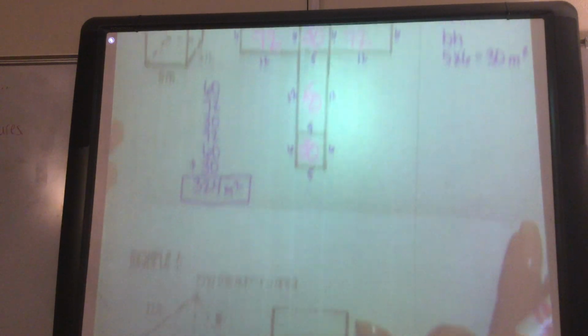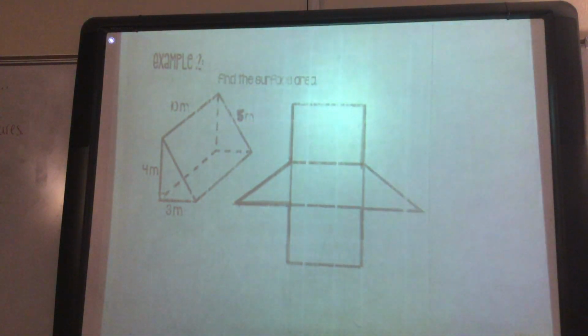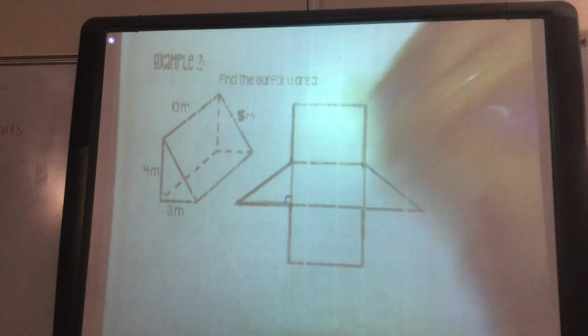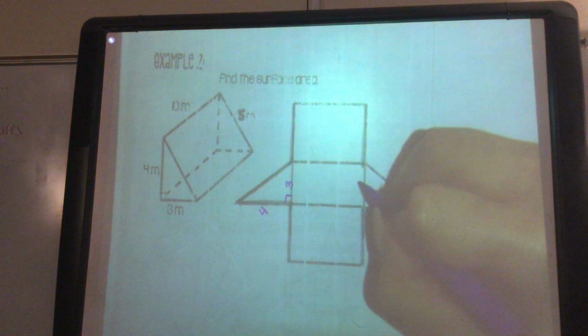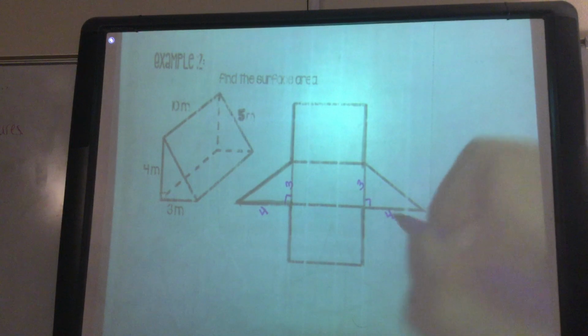All right, now the next one is a triangular prism. Same process. First thing we're going to do is fill in our numbers. We see the triangle in the 3D figure has a base of 3 and a height of 4. So we're going to label our sides. The small line is going to be 3 and the tall line is going to be 4. We have two triangles, so we can just transfer those numbers over.